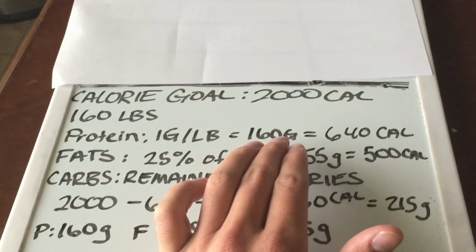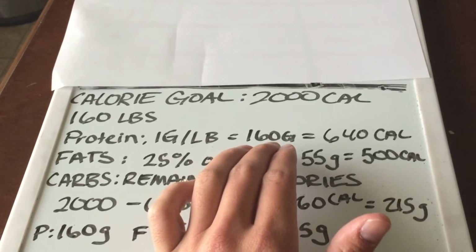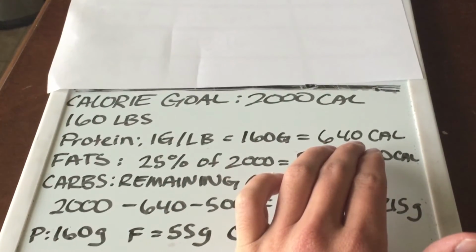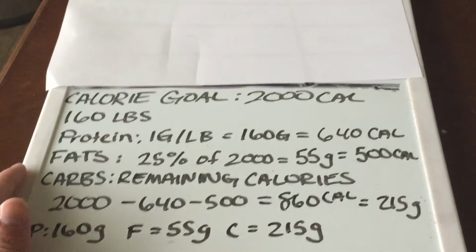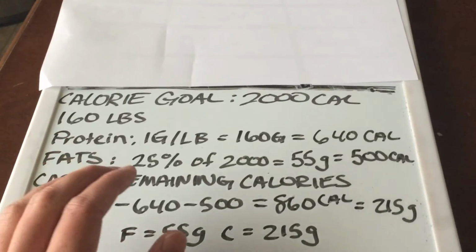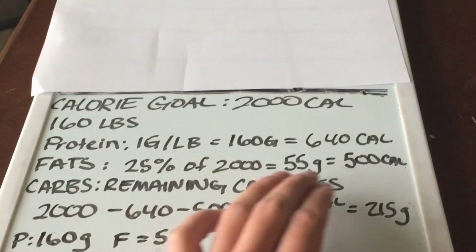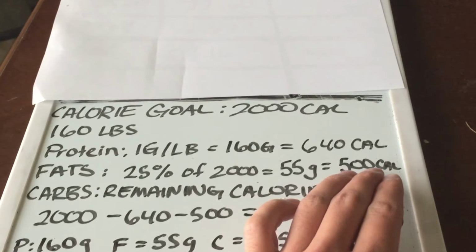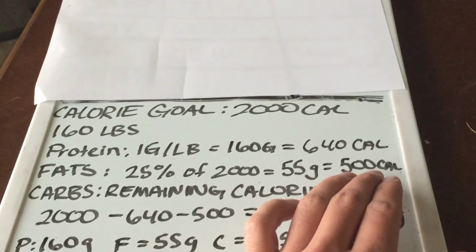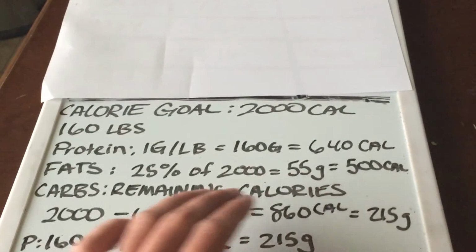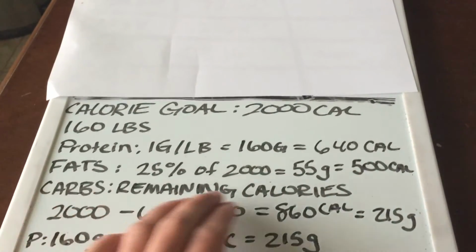We multiply that by 4 because 1 gram of protein equals 4 calories. That gives us 640 calories for protein. Next we have our fats. We're sticking at the middle, 25% of 2000 calories, which gives us 500 calories. When you divide that by 9, because fats are 9 calories per gram, we get 55 grams of fats. Next, we have carbs, which is the remaining calories.